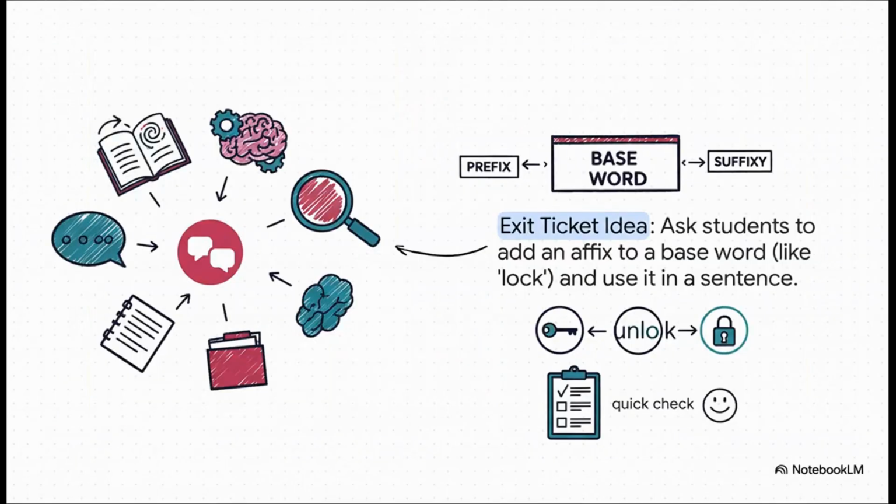And if you want a super simple, no prep exit ticket you can use tomorrow, try this. Just give them a base word, something like view or lock, then ask them to add a prefix or suffix, write the new word, and pop it into a sentence. I promise this little task will tell you so much about where your kids are at and what you need to do next.